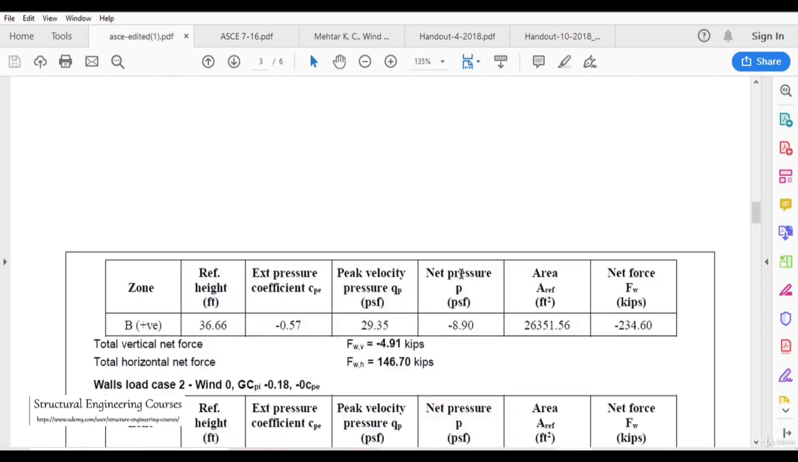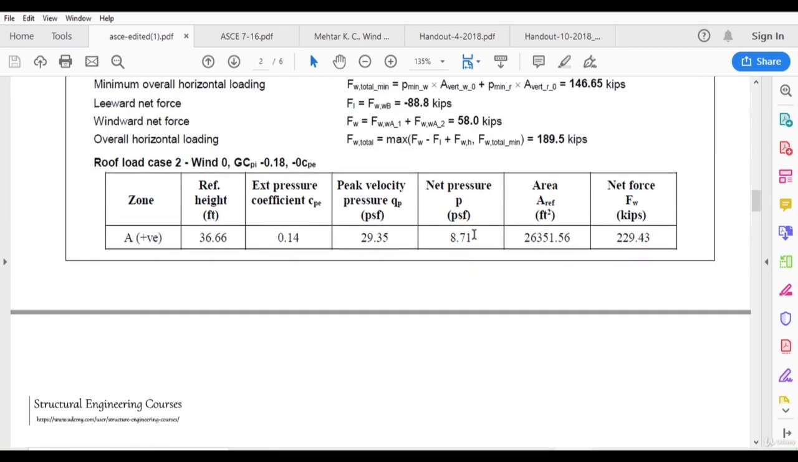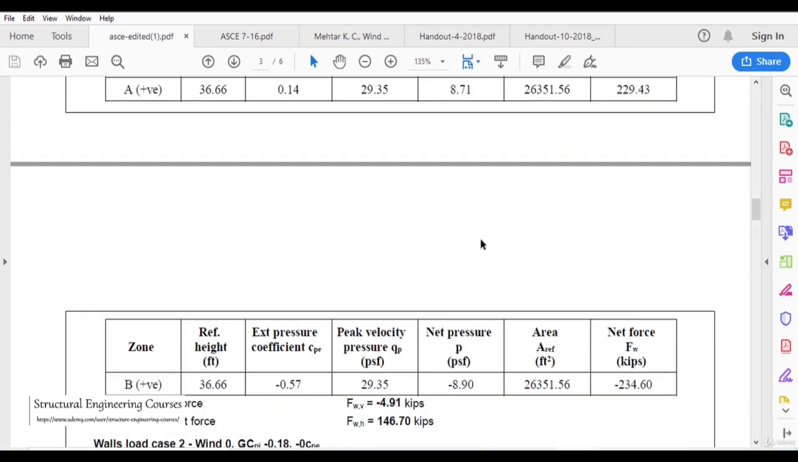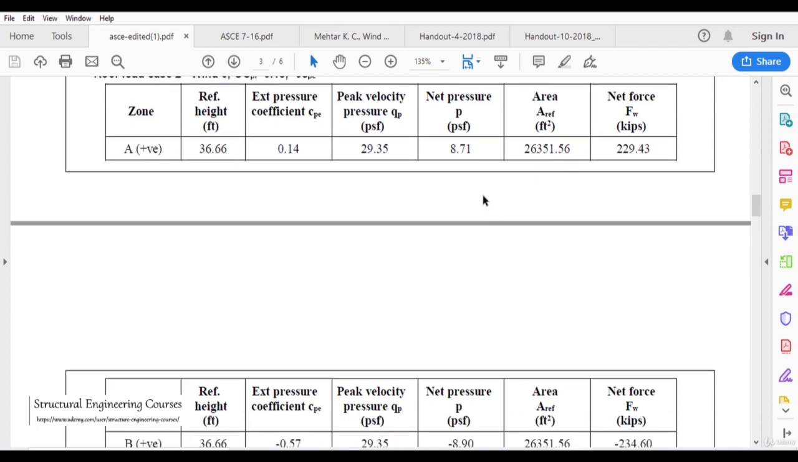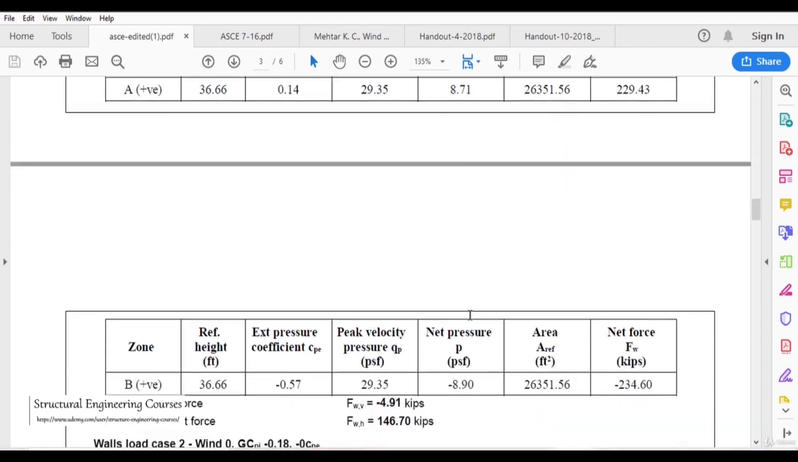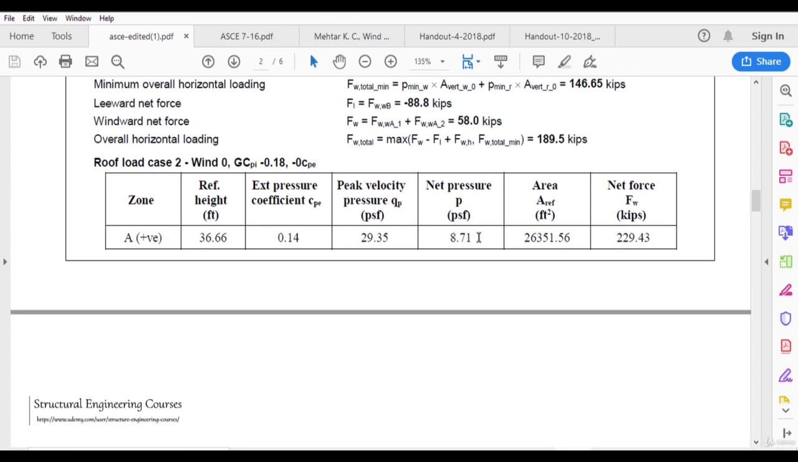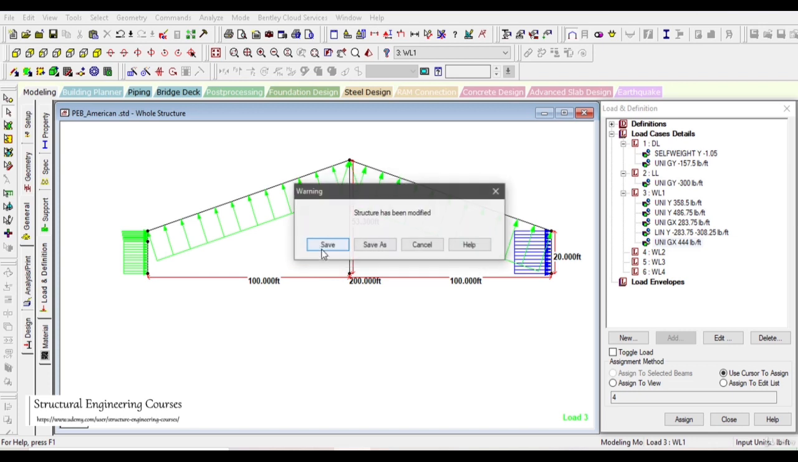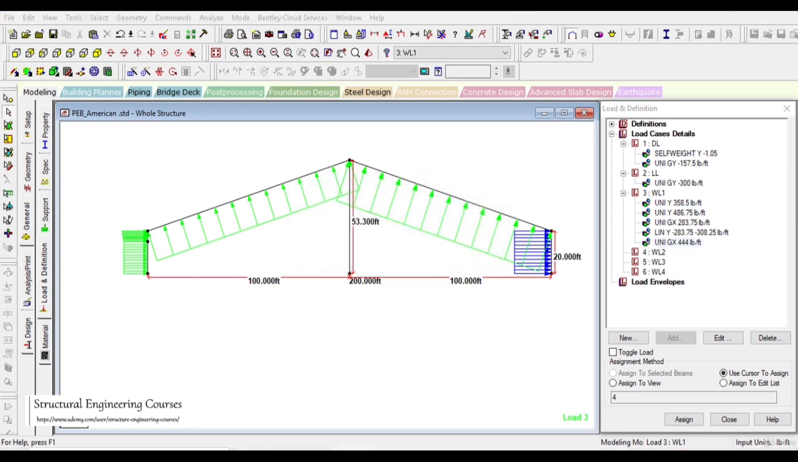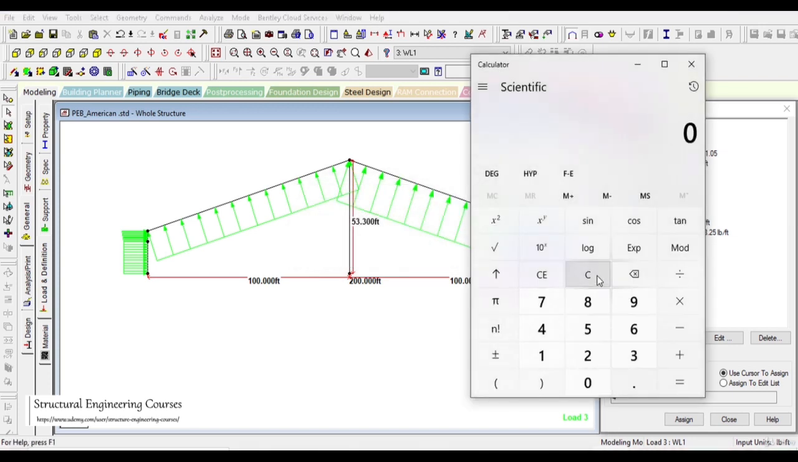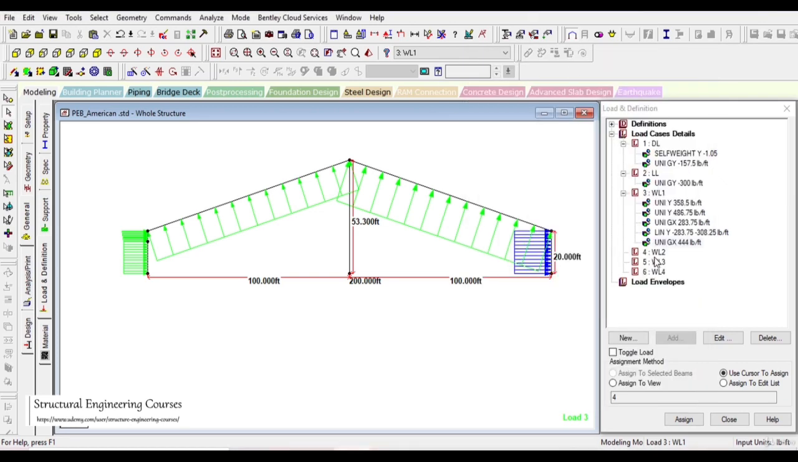So if we now want to apply UDL for this roofing arrangement, on the windward face the net pressure is positive, but on the leeward face it is negative. So 8.71 should act towards the structure. So we do need to multiply 8.71 into 25. So we do need to apply 218.